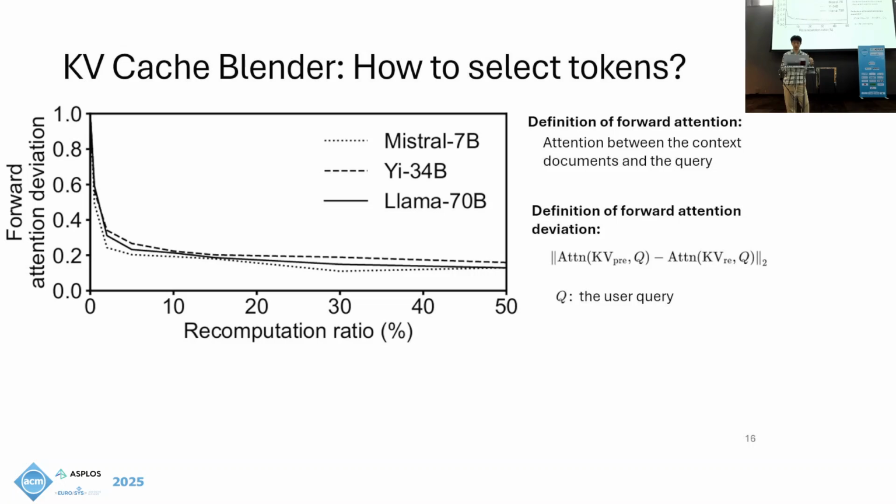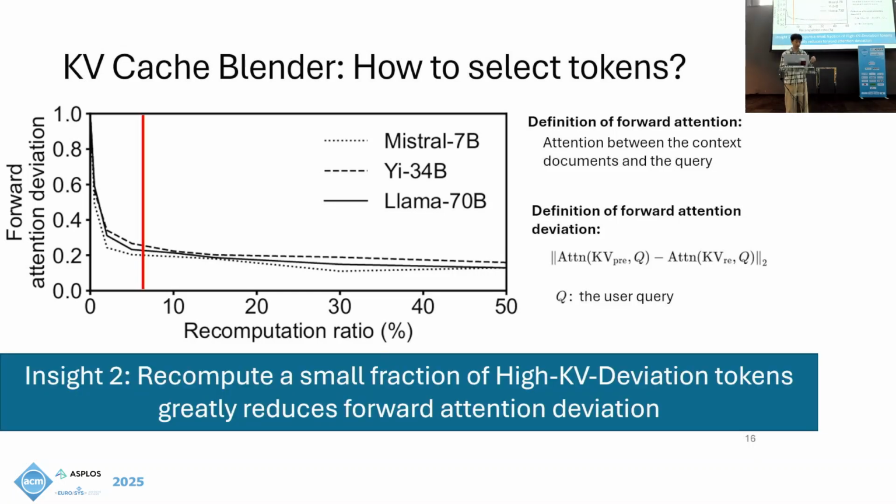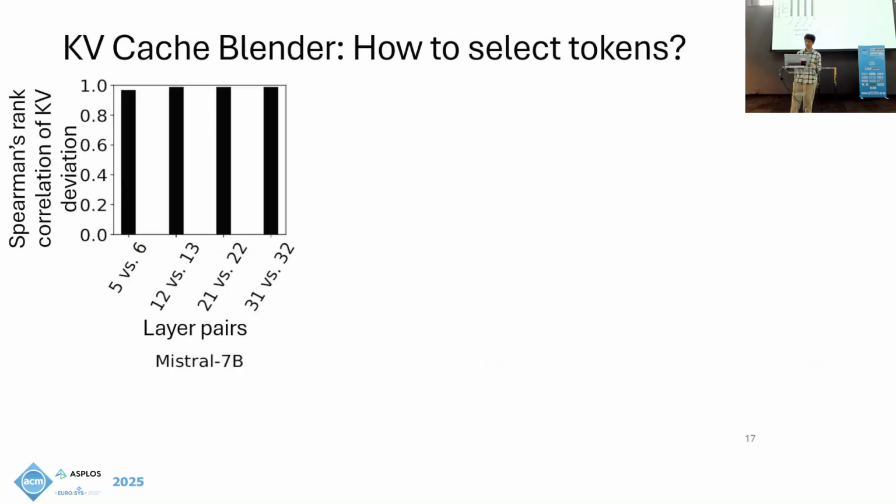And Q is simply the user query. So this measurement can somehow tell us the output deviation, or the effect of the missed cross attention. So by looking at this line, we can know that by recomputing only a very small fraction of high deviation tokens, we can already greatly reduce the forward attention deviation.